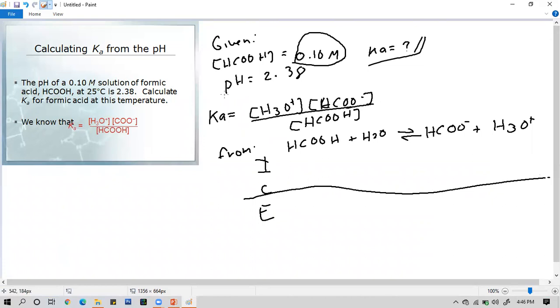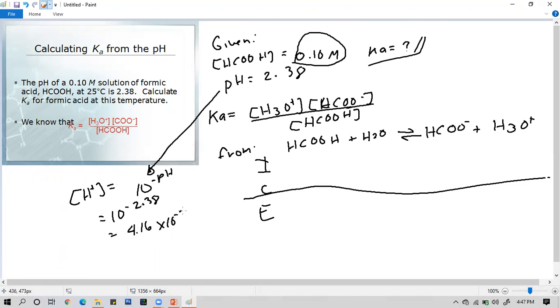Now dito sa may pH natin, ano ba ang mao-obtain natin? We can obtain the concentration of hydrogen ion, which is 10 raised to negative pH. So therefore, 10 raised to negative 2.38. Paano ba natin isa-solve yan? Unang-una, gumamit ka ng calculator. Kung kaya mo na mag-calculate yan, sige. And voila, meron ka ng sagot na 4.16 times 10 raised to negative 3.